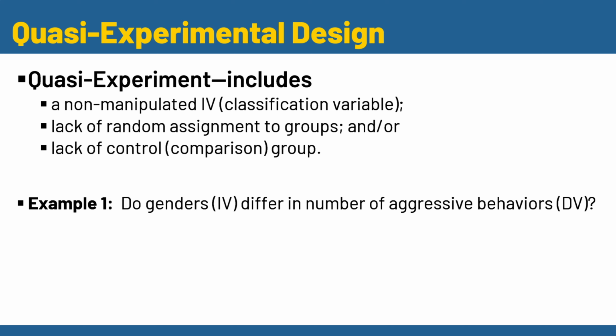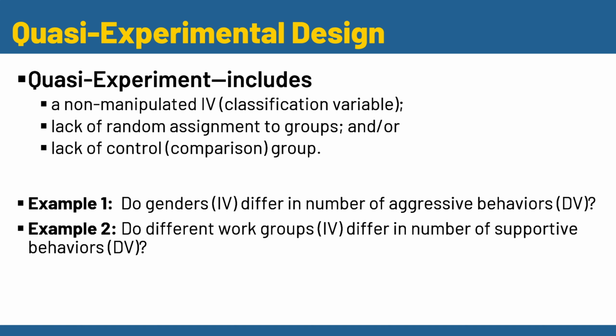So for some examples, say I had a question about, do genders differ in number of aggressive behaviors, right? Or not aggressive behaviors in general, right? That's my way to attempt to quantify it. Obviously, we can't randomly assign people to different genders because someone's gender identity is unique to them, right? It's not something that a researcher could just come in and basically say, hey, you're a woman, you're a man, right? Whatever. Can't do that.